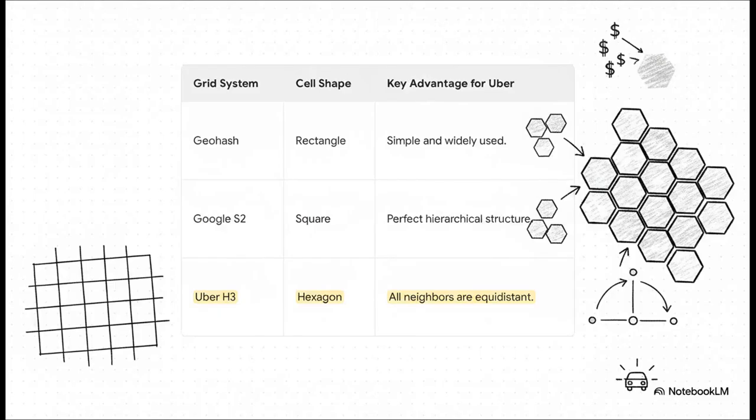Now, this is what I think is so cool. It's Uber's choice of grid shape. While lots of systems use squares, Uber actually developed their own system called H3, which uses hexagons. So why would they do that? Well, it's actually brilliant. In a hexagonal grid, every single neighboring cell is the exact same distance away from the center cell. This simple geometric fact makes incredibly complex calculations, like finding the closest drivers or figuring out a pricing zone, way simpler and faster.